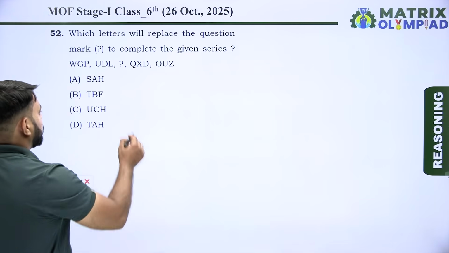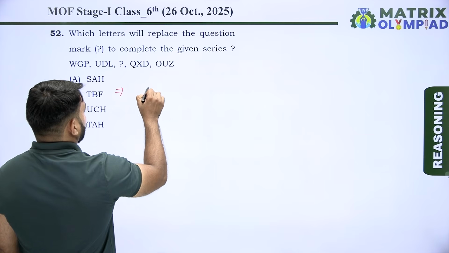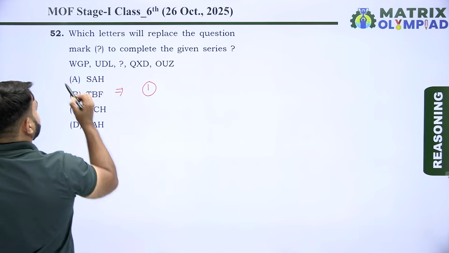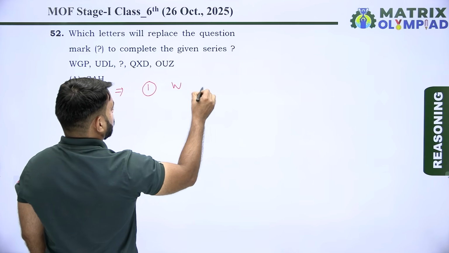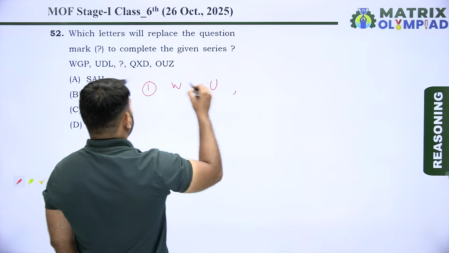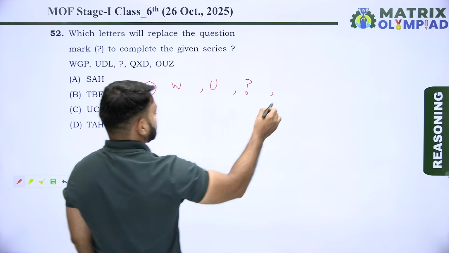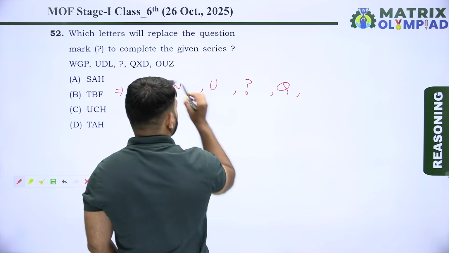First find the pattern of the given series. So first, taking the first letter of each term. The first letter of the first term is W. The first letter of the second term is U. The first letter of the third term is missing. The first letter of the fourth term is Q. After Q next is O.